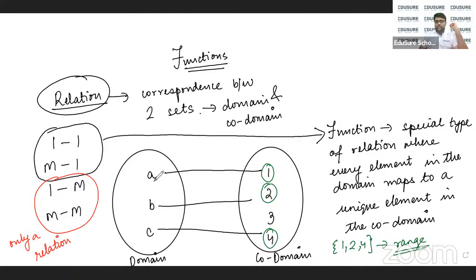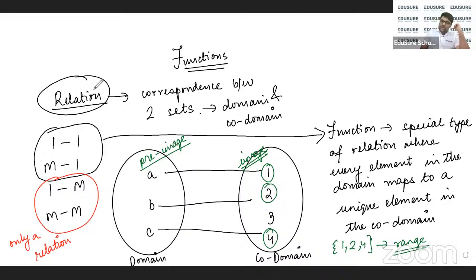originating is called the element in the domain, and after the mapping, this number 1 is called the image of A, 2 is called the image, 4 is called the image, and for this image, A is called the pre-image. Okay, this is called pre-image, this is called image. So all the elements in the codomain that have a pre-image constitute the range. As simple as that, right?